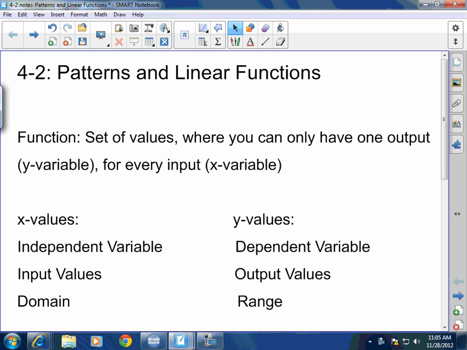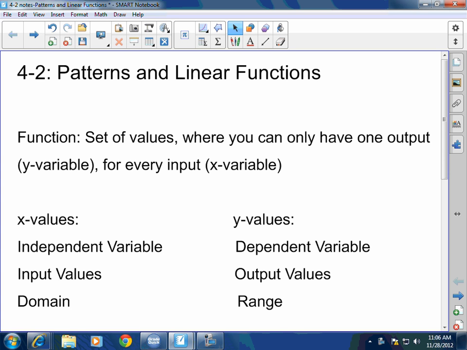Okay, guys, good morning. Today we are going to continue on chapter 4. We're going to be talking about patterns and linear functions in 4-2. Luckily, I would say probably 80% of this lesson we already discussed yesterday. We already learned this yesterday. So this is just going to be a nice review and then some application to what we learned.